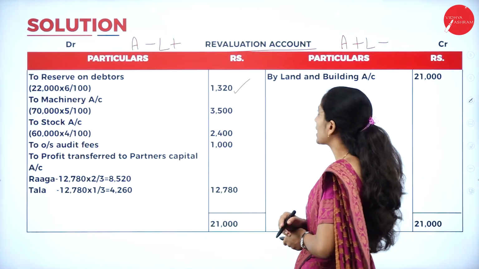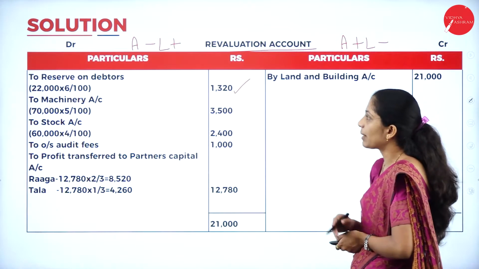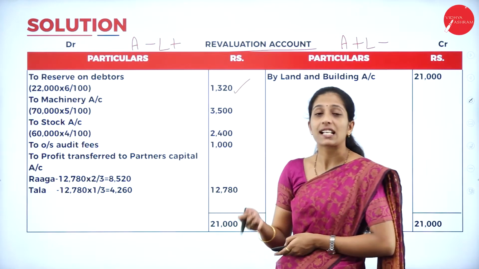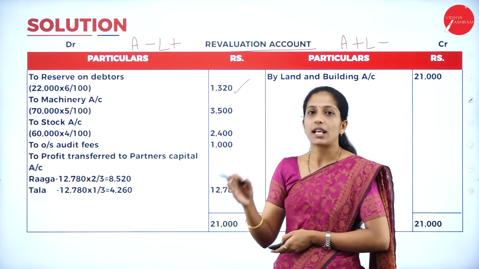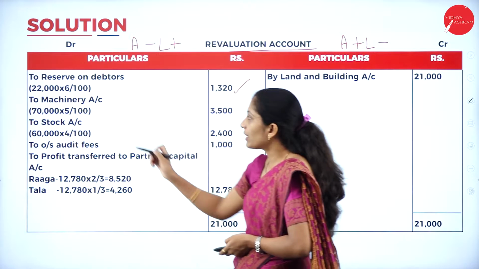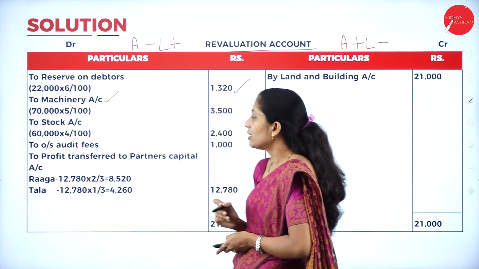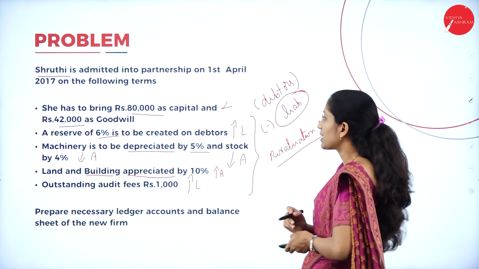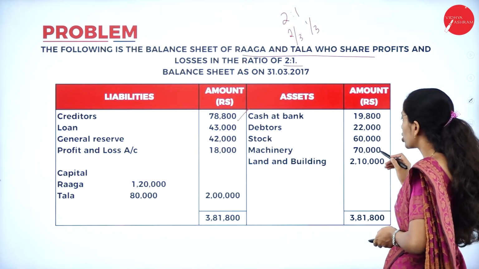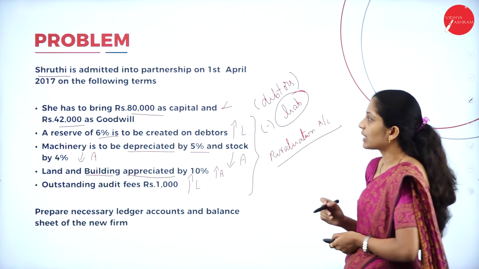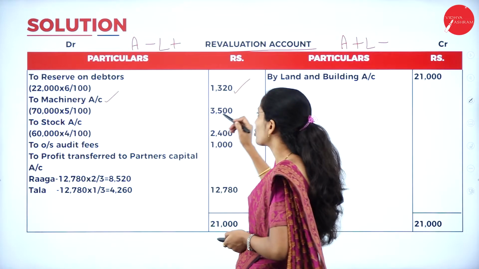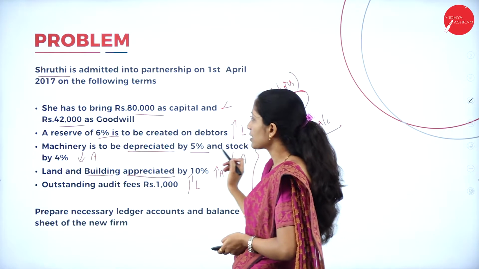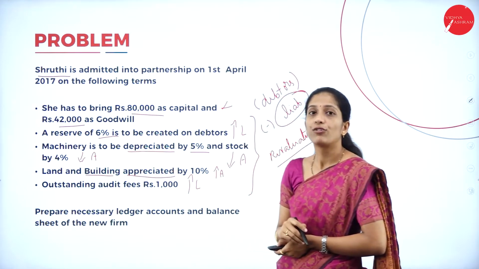So where do we record decrease in asset? That is in the debit side. So how to record? To machinery account. Which are the assets which have decreased? Machinery and stock. First we shall record to machinery account. To what extent has it decreased? It has decreased by 5%. Now see the balance sheet. The machinery value is 70,000. 70,000 into 5%. So how much will you get? 3,500.